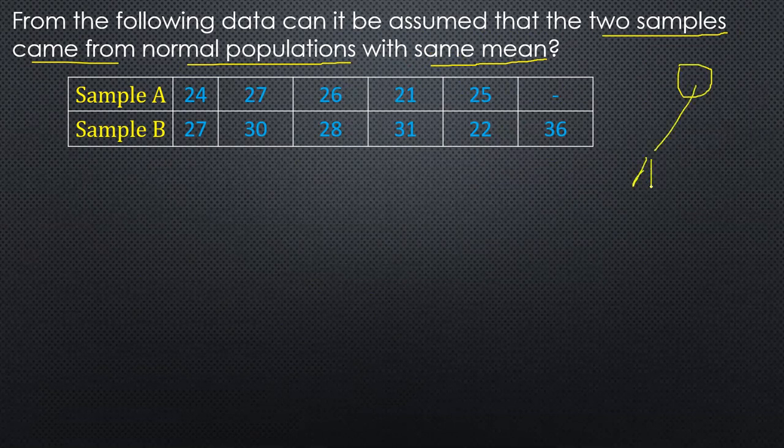So this is sample A. This is called sample B here. We are going to say that these two samples came from the same population. So how to go about this? We are going to do this in the sum.